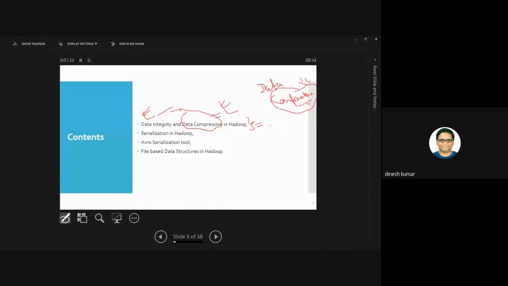Hadoop, we will see. Then serialization in Hadoop: what serialization is and how it is done, we will see here. Avro serialization tool, one tool, we will see when we talk about it. And file-based data structures in Hadoop, we will also see this. This is the fourth chapter in the Hadoop book, and most of the information is taken from that.